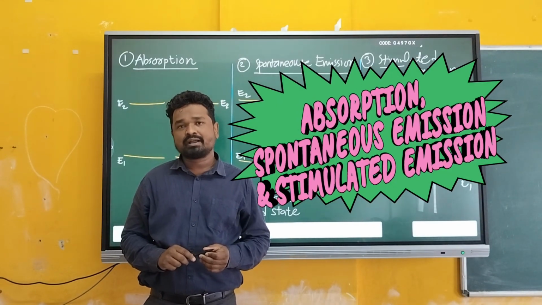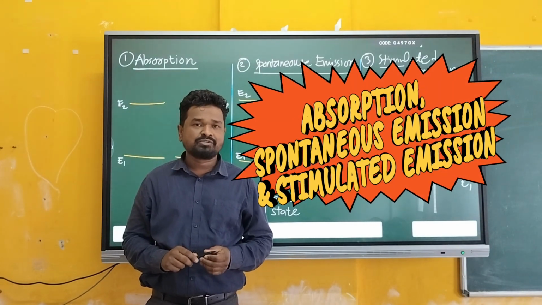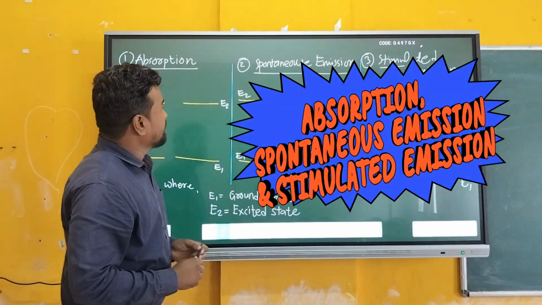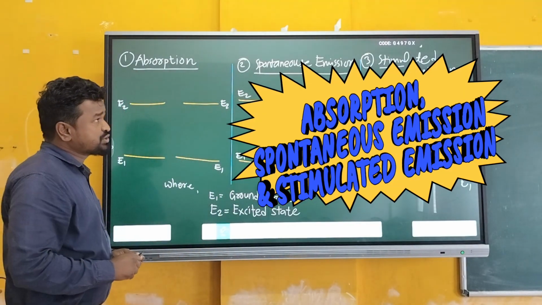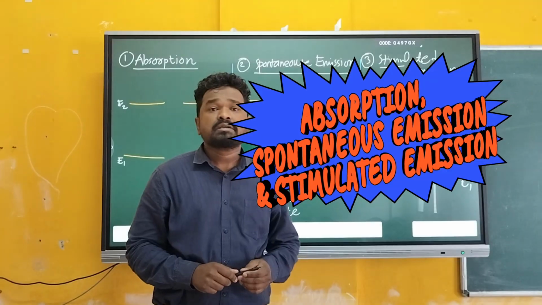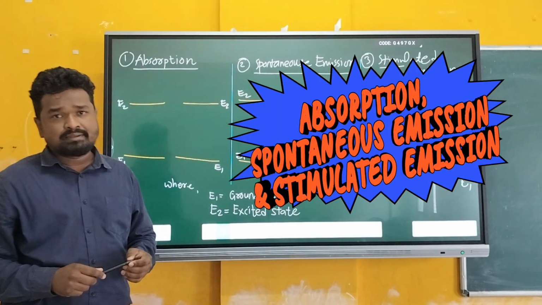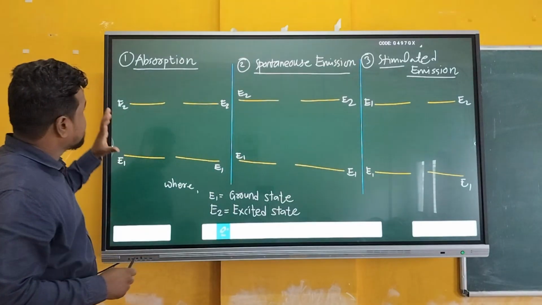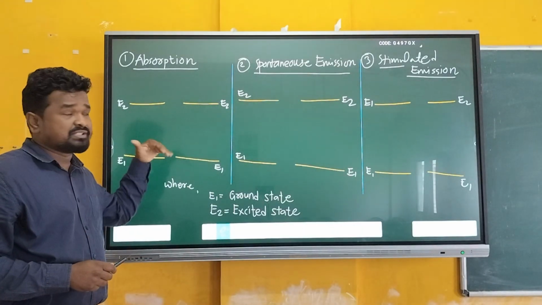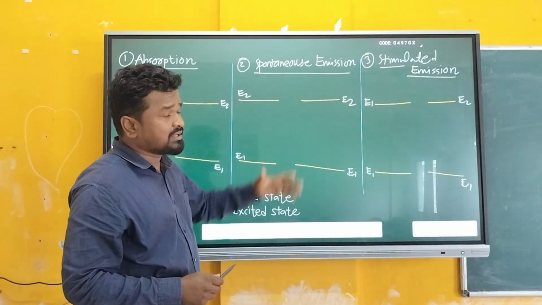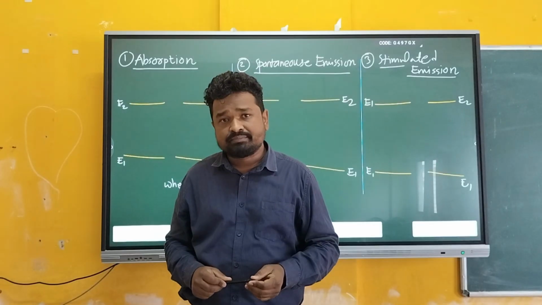Myself Professor Shubhit Garak. In today's video we are going to learn about absorption, spontaneous emission, and stimulated emission. These are three different ways by which we can change the energy of an atomic system. In the first case, the energy of an atomic system is increased. In the second and third cases, the energy of an atomic system is decreased.